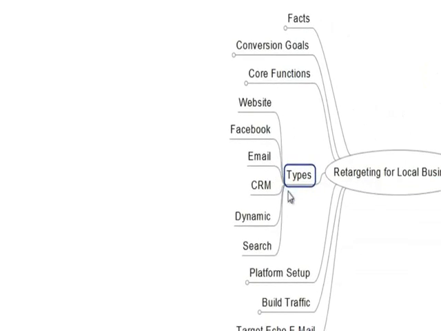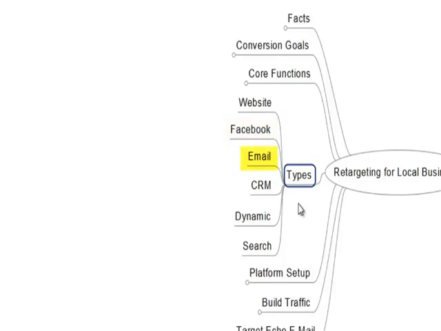Types of retargeting. We have website retargeting, which is the one that I just explained to you above, where they come to your website, they get a cookie put on their browser, and then we follow them around the internet. There's also Facebook retargeting that we have a whole section on, which is they've come to your website and now we're retargeting them on Facebook.